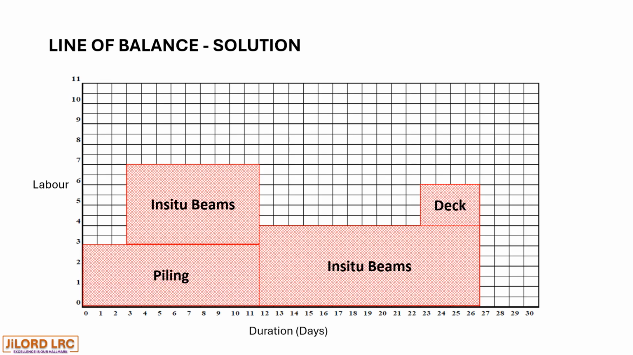So we can see that the labor 2 added to 4 is 6 and commenced a move at par with the in situ beam on day 27 and proceeds and ends on day 29. This is how the labor resource histogram is constructed for line of balance.